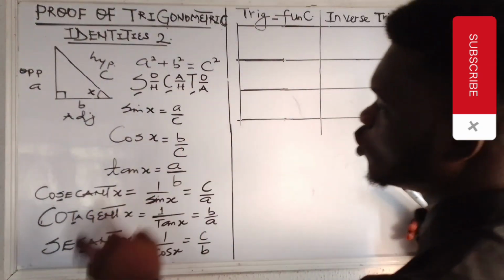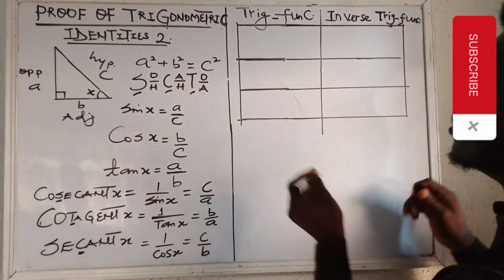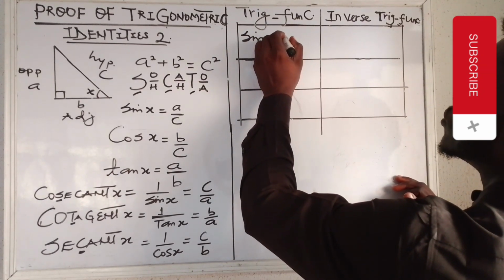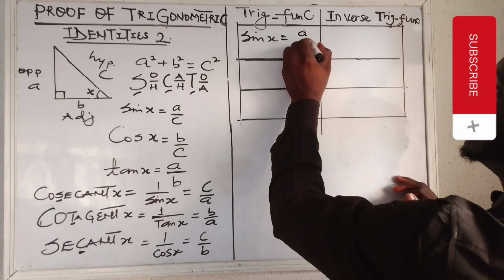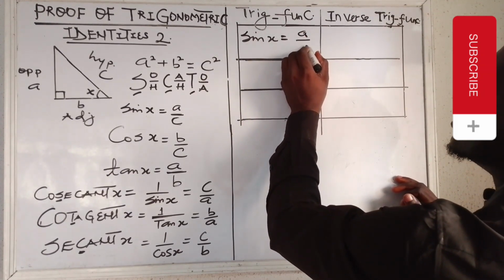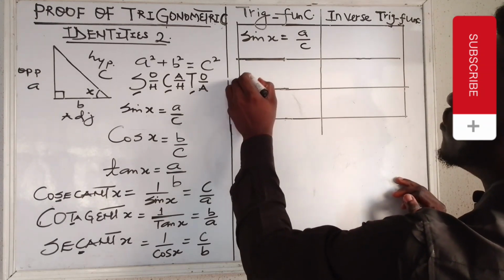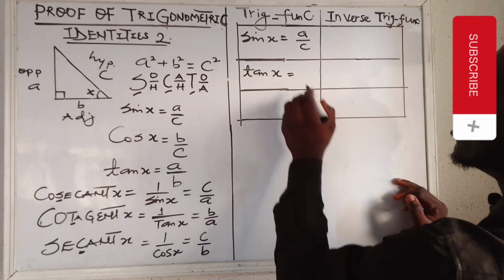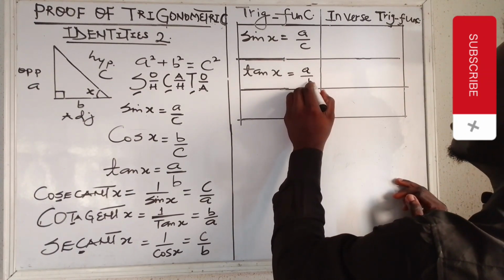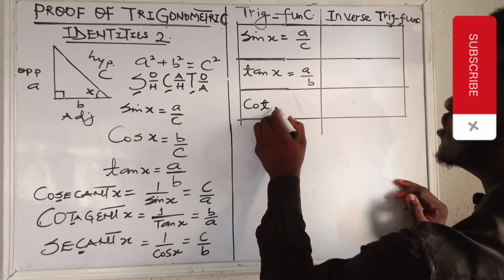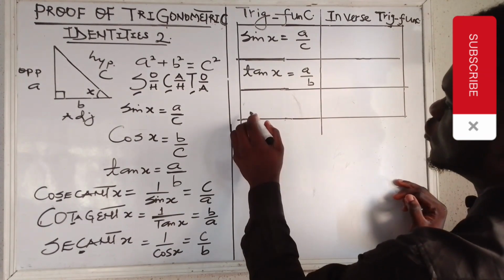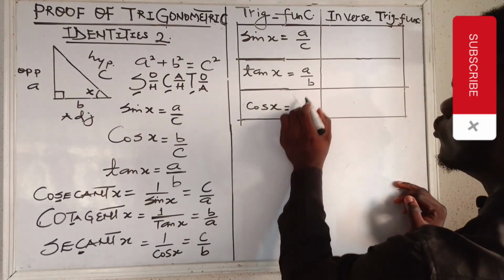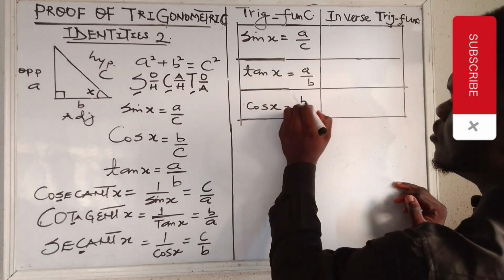So that is it. Once you've noted that, let's see what we can do quickly from this table. We've discovered for the trig functions that sine x will be equal to A over C. We have also discovered that tan x will be equal to A over B. These are all for the trig functions, not the inverses. And cos x will be equal to B over C.